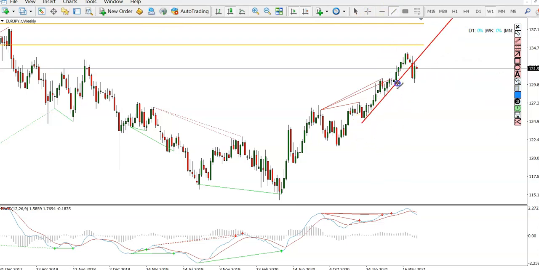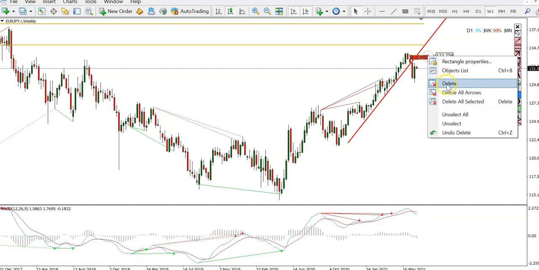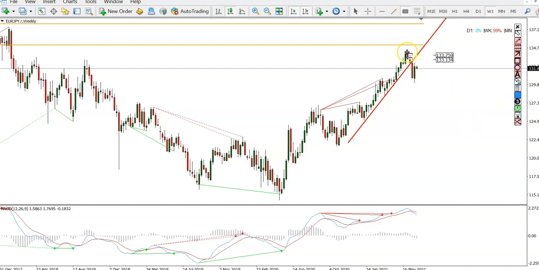You can see that this long-term trend line on the weekly chart has been broken. What tends to happen now is price will come back up to the area that caused the break of the trend. This is the area here, the sell-off that caused the break of the trend. So I'm going to draw this zone in here. This is the start of the move there.